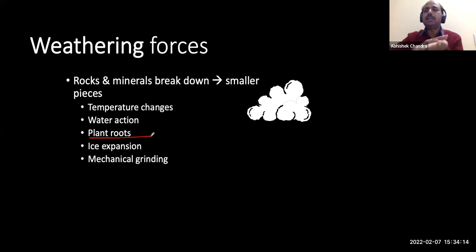In the local language we call it kai, and it is very slippery. If you put your foot on it, you can slip. Basically, it is lichens. When it dries, it is converted into gray matter, which is organic matter.